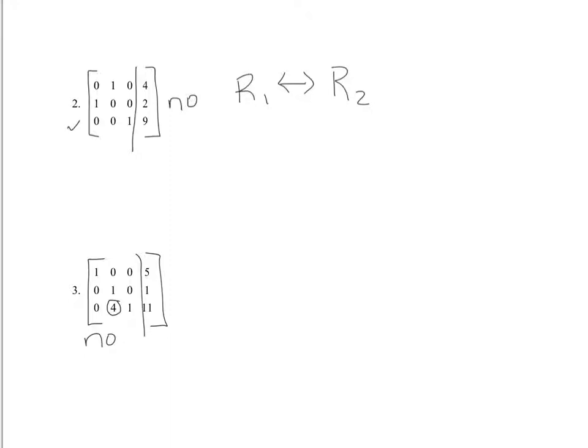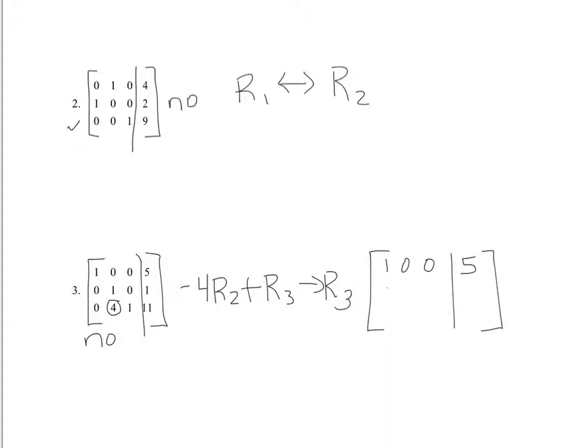So in order to make that become a 0, I will need to back up to row 2, and if I multiply -4 times row 2, and I add that to row 3, and make that my new row 3, I should be in reduced row echelon form. So nothing will change on the first row. Nothing will change on the second row.